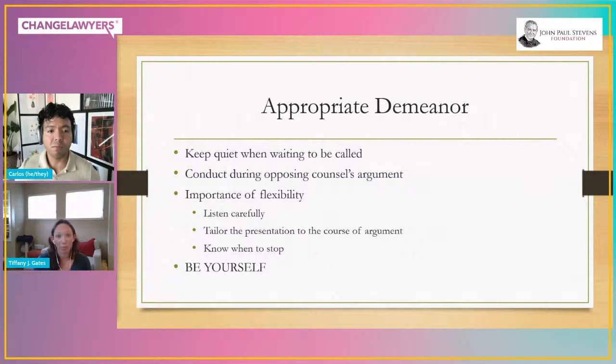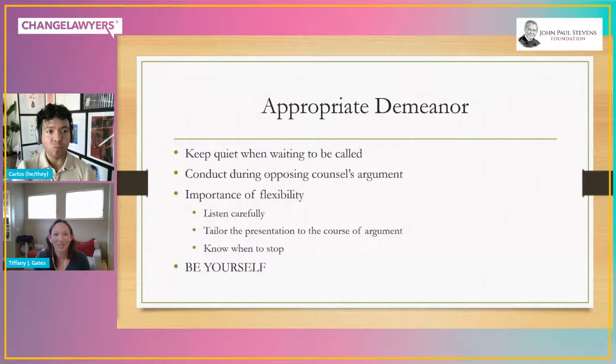And then definitely try to remain flexible. I think I've mentioned flexibility throughout this presentation, so I won't belabor the point. But really my last piece of advice is just be yourself. Whatever your style is as a human being, it's okay to incorporate that into your oral advocacy style as well. If you're a naturally friendly, bubbly person, it's okay to smile during your presentation because that's part of who you are. That's part of your personality.